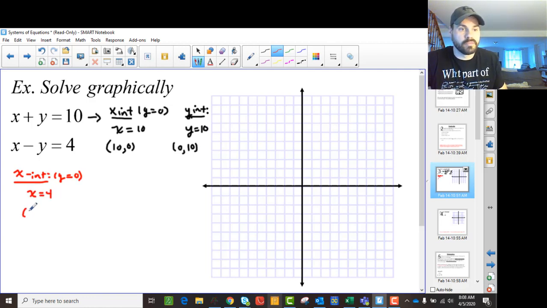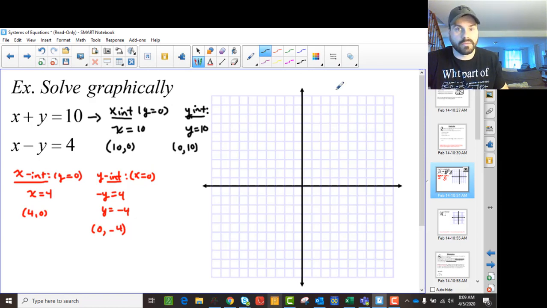So that means my x-intercept for that one is (4, 0). And my y-intercept for that one is when x is 0, so I'm going to get minus y equals 4. So y is equal to minus 4. So my y-intercept is (0, -4). So I'm going to try to plot these.